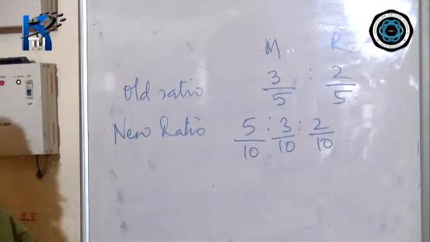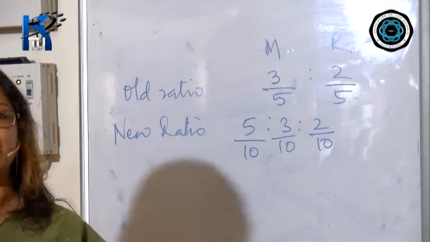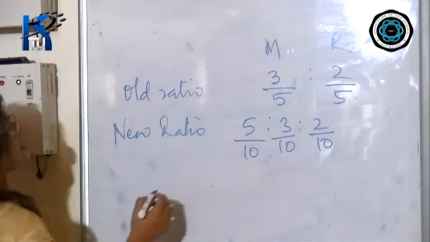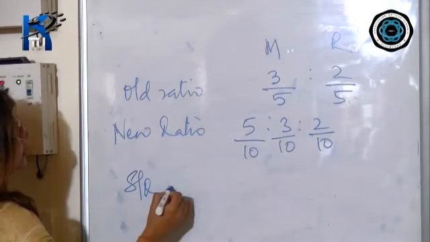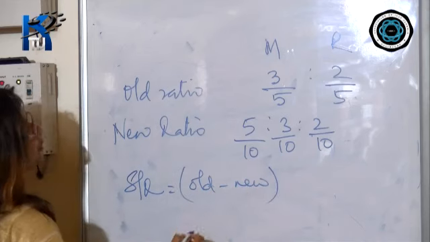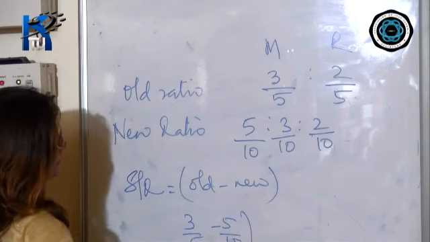The new partner doesn't sacrifice because he's coming into the business and he will gain. That is why he's not sacrificing. So let us see what the sacrificing ratio is. The formula is old ratio minus new ratio. So 3/5 minus 5/10 and 2/5 minus 3/10.